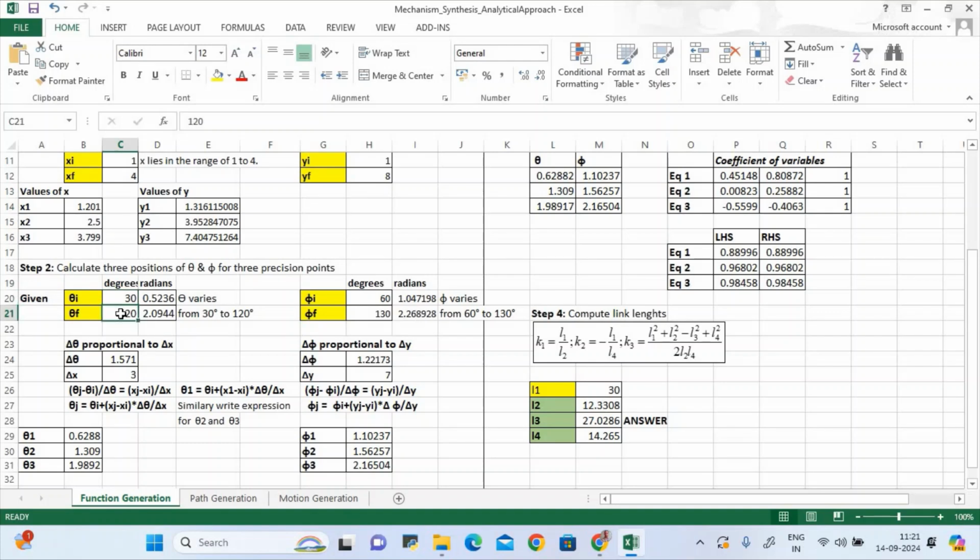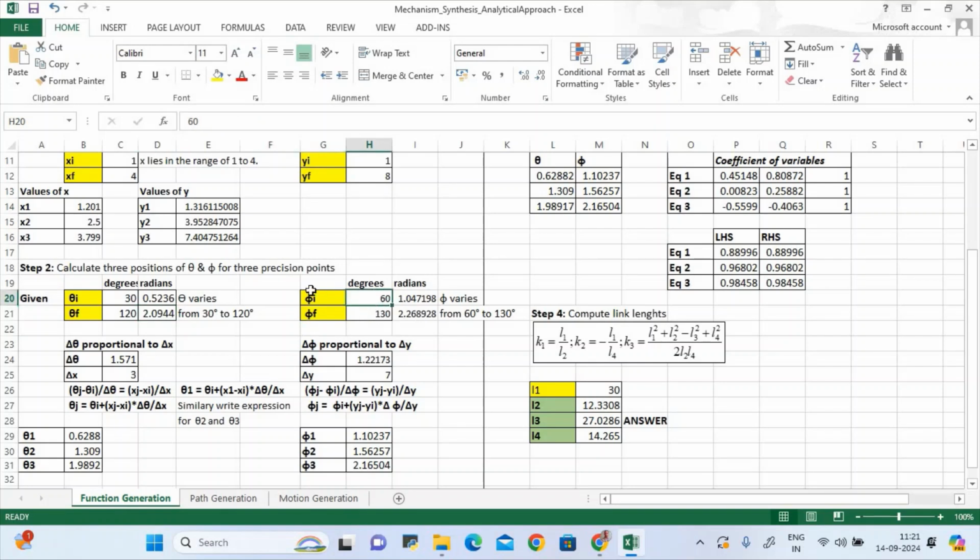Now while making these calculations in Excel, just make sure that you convert all these angles into radians, right? Because Excel usually reads the values in radians. So here you can see that 30 degree will be taken as 0.5236. To convert it into radians, you multiply this cell, that is C20, that is 30, multiplied by pi divided by 180. It's very easy. Same you apply to this theta f, that is C21, that is 120 multiplied by pi divided by 180.